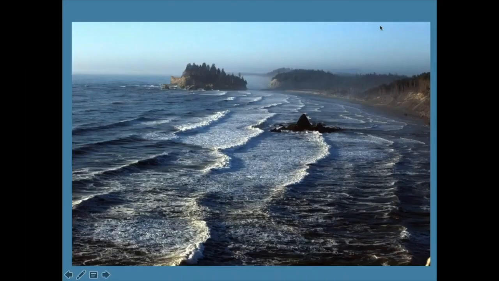So I wanted to give you a visual image of Olympic Coast because it has some really challenging feasibility issues. It is essentially a wilderness coastline with very limited road access.